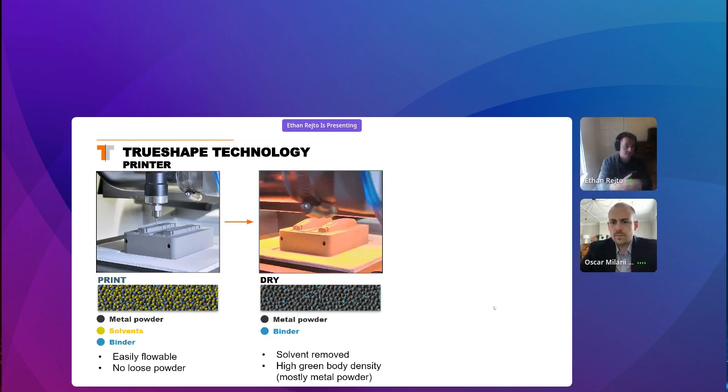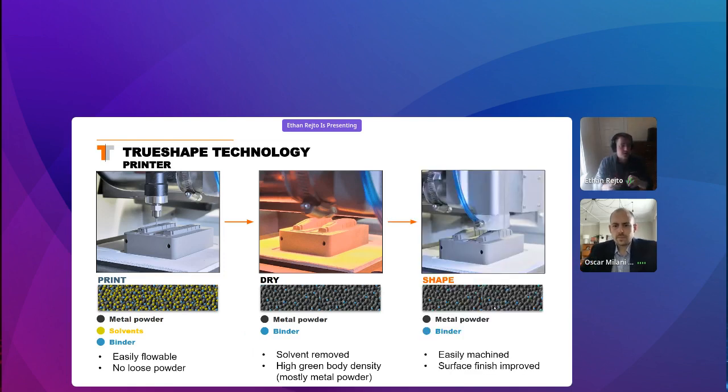After that step is complete, all happening within the printer, we come through and dry every single layer. What's happening when we're drying is we're firming that layer up a little bit, so it goes from being like a toothpaste into kind of like a dense foam. So we remove that solvent, and there's still a little bit of binder left in there just to hold the part together. What that allows is for us to have a very, very high green body density, and we'll talk about why that matters a little bit later on. Essentially, what that means is the part is mostly metal powder and it's very densely packed.